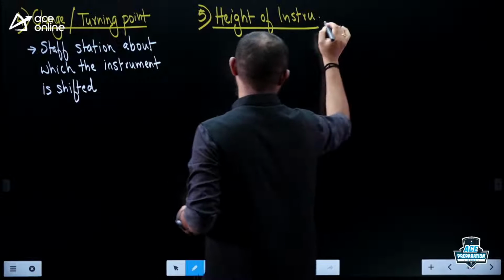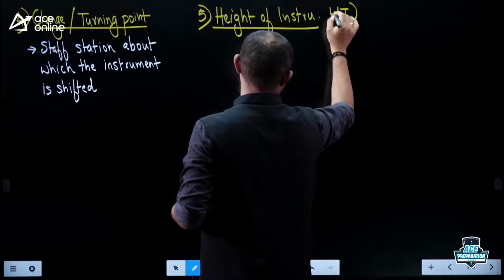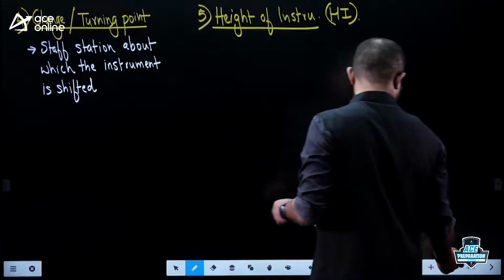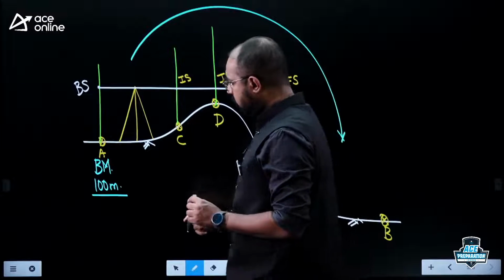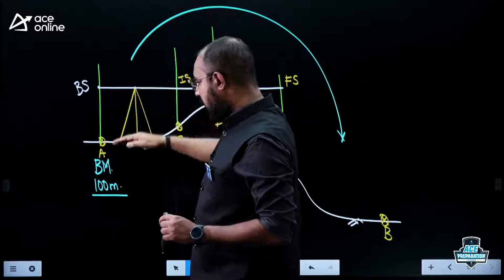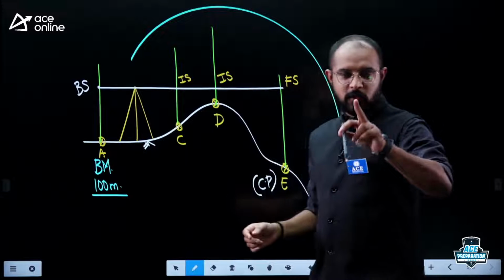In short, we can always represent that value as HI. So what is the height of the instrument? Looking at this figure here, tell me what is the height of the instrument? Is this the height of the level above the ground? Is that my height of the instrument, yes or no?